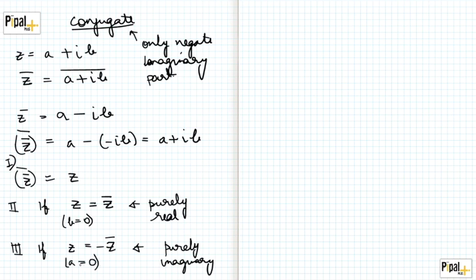Moving on, the next property is that the real part of a complex number, or even the real part of its conjugate, is given by the sum of the complex number and its conjugate divided by 2. Now why? Because you have a plus ib here and a minus ib here, so when you add them up you get 2a. Now you divide it by 2 to get a, right?